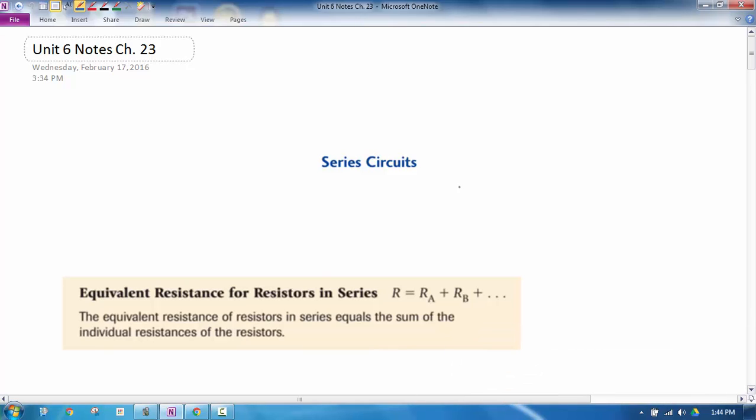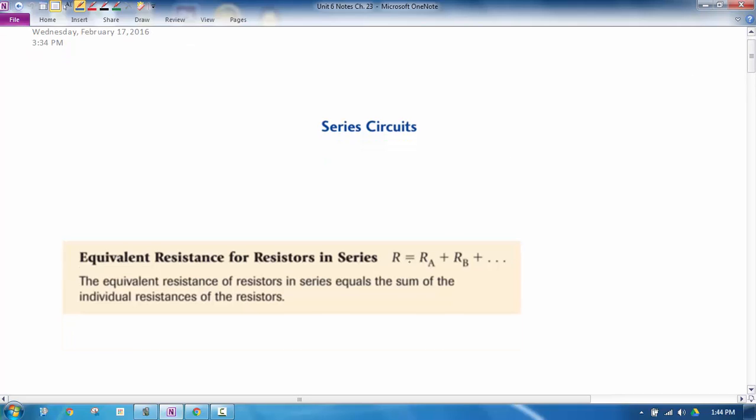Okay, this is chapter 23 notes. Series circuits, first of all, we'll talk about series and parallel. For series, the main thing you need to know is that for resistance, you add them up.